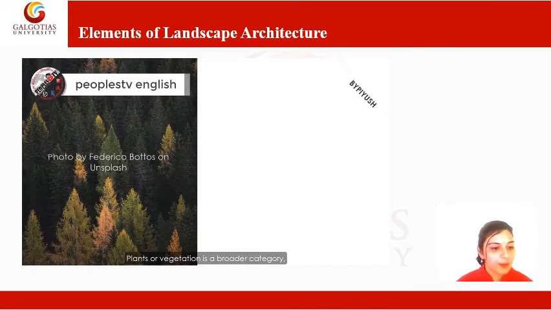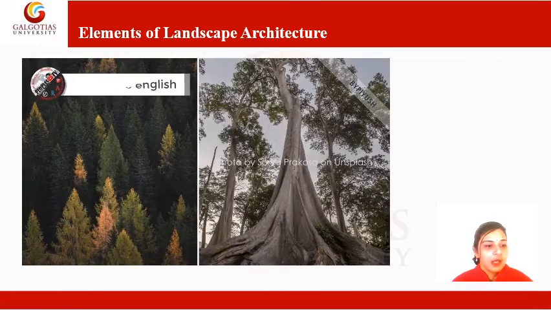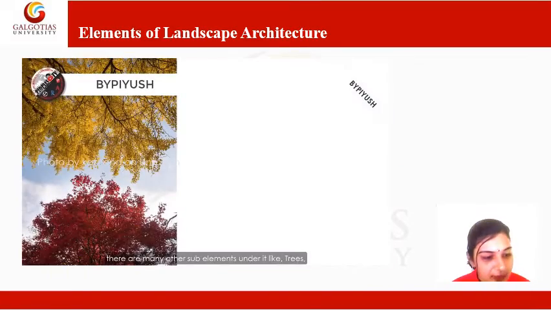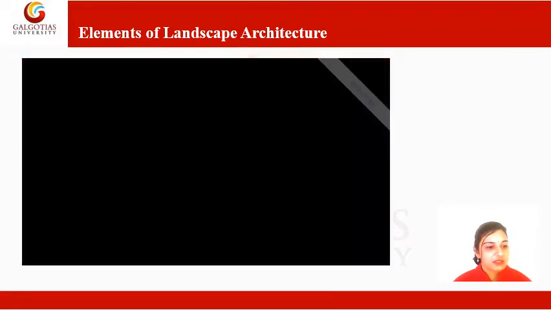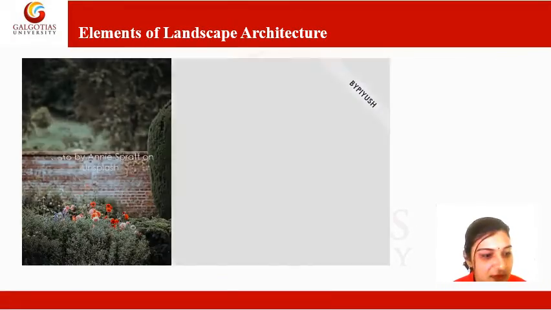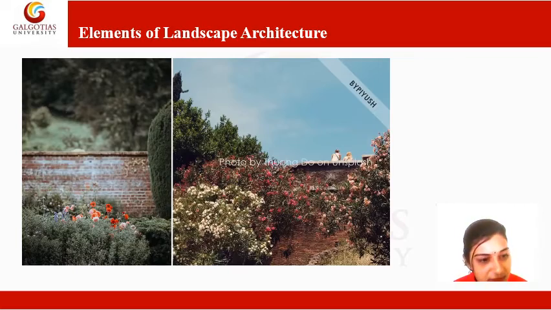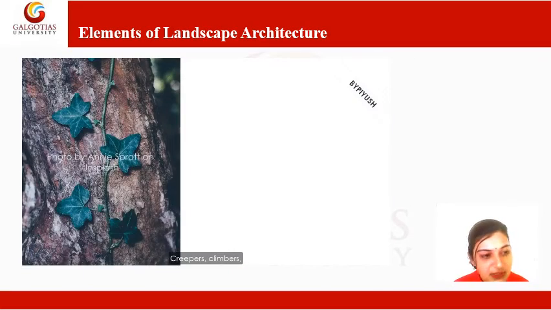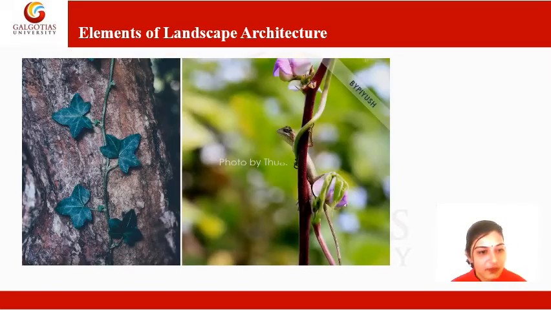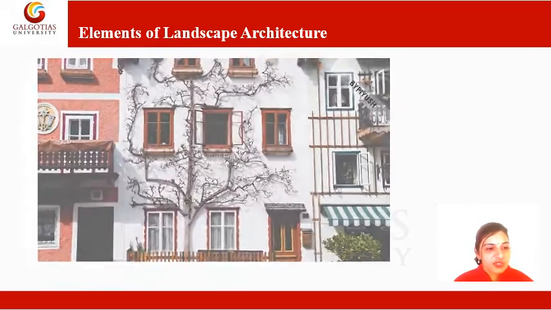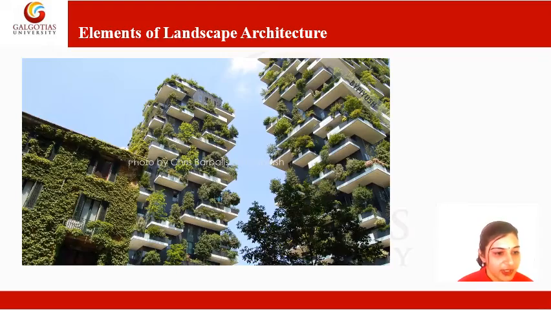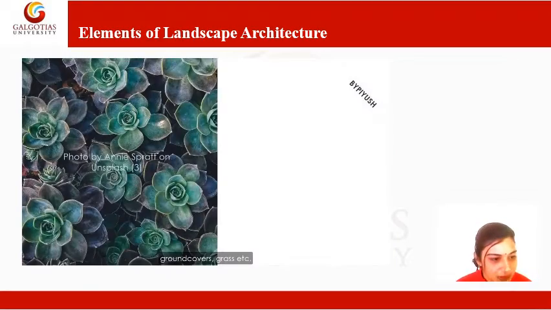Plants or vegetation is a broader category, and there are many subcategories like trees, flowering trees, shrubs, climbers, creepers, ground covers. These are the major categories into which plant vegetation is divided. These are the ground covers.